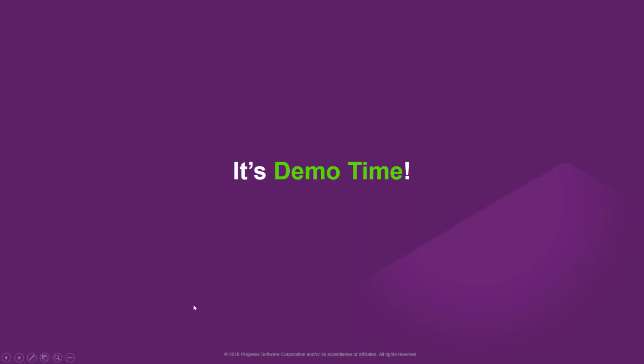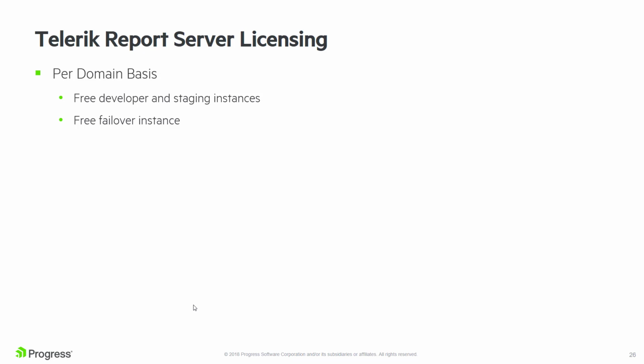Okay, so let's now talk a little bit about report server licensing. So this is actually the only product that we have that's not developer-centric licensing. The report server, as a lightweight website that you spin up, is licensed on a per domain basis or per instance basis. So you spin it up on a publicly accessible domain or internally accessible domain. You're also allowed to set up a developer instance of that and a staging instance of that with that same license. You could also have a free failover instance, and as long as they don't run simultaneously, that license covers both.